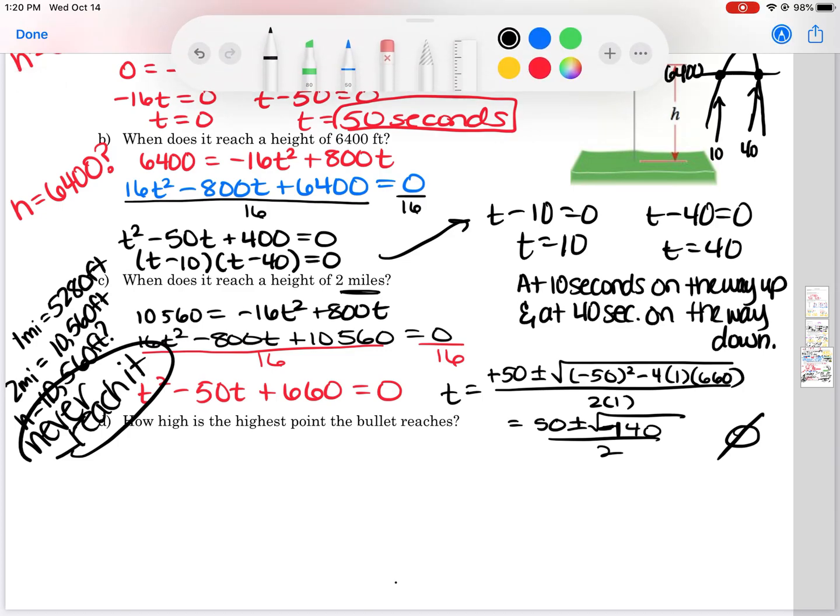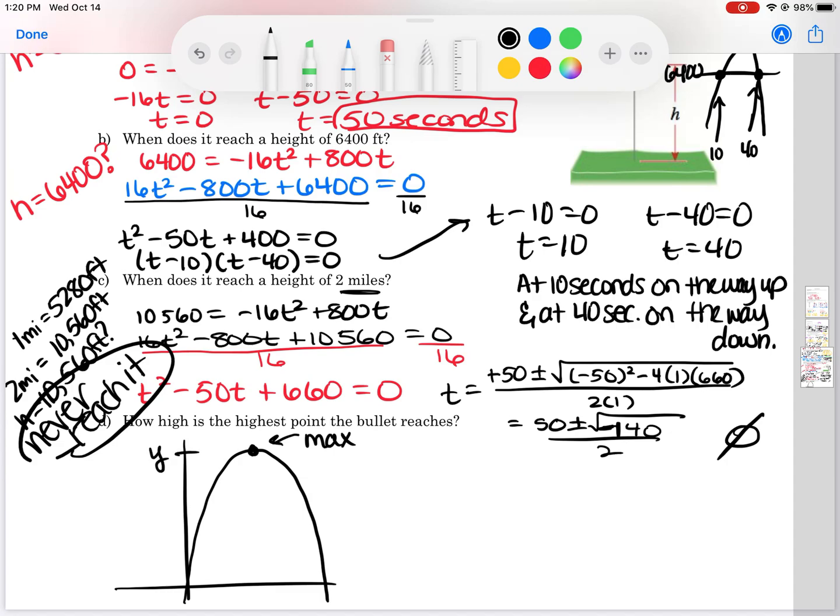Okay. And then how high is the highest point this bullet reaches? Now, there's a few ways we could go about this, but to be perfectly honest, let's think back to Algebra 1. It's going to make our lives so much easier. Here's my parabola, right? The highest point is called the maximum. Really, it's the y value that I'm trying to figure out. I know it's going to have a matching x value, and the maximum is always the vertex.